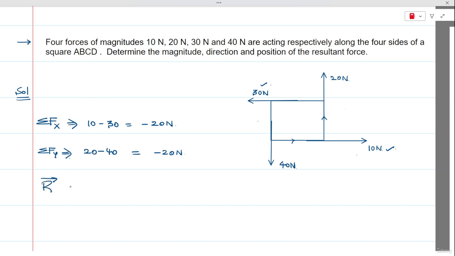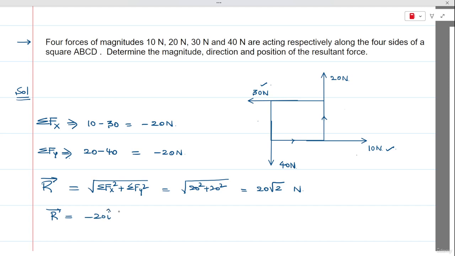And resultant force will be equal to root over sigma Fx square plus sigma Fy square, which is equal to root over minus 20 square is 20 square basically, and this is also 20 square, which is 400 plus 400, that is 800. So 800 can also be written as 20 root 2 newtons. Okay, so we can even write this in vector form, that is minus 20 i cap minus 20 j cap. This is in the vector form.